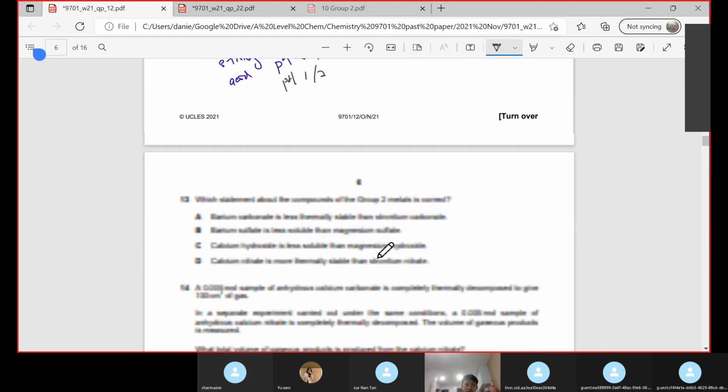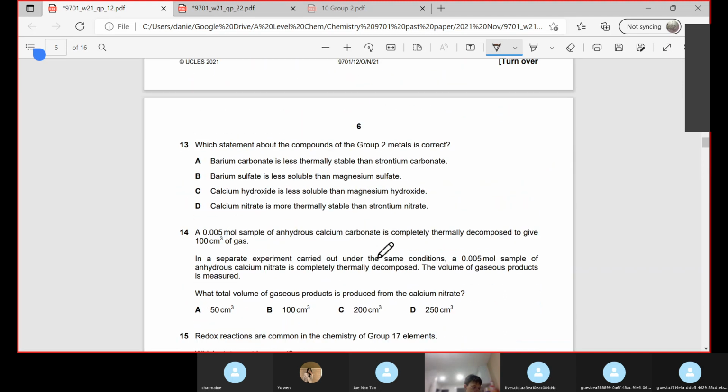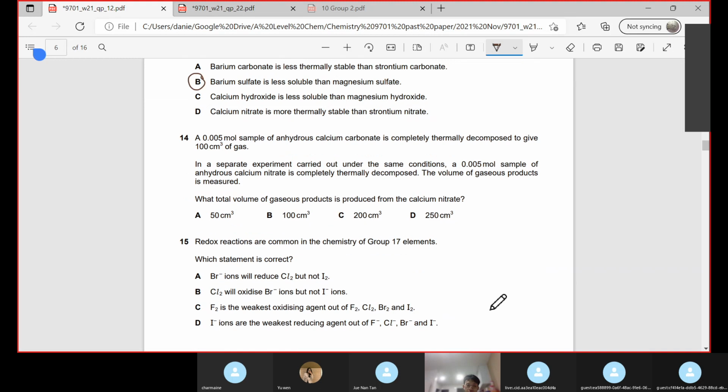Okay, then 17 is a straightforward question, so the answer is B. Okay, this one I'm not going to discuss. Okay, 14, as long as you write down the equation, if you are able to write down the equations, then you should be able to look at it. Okay, carbonate decomposes, it will release CO2 gas. However, nitrate will release 2 NO2 gas plus half O2 gas.